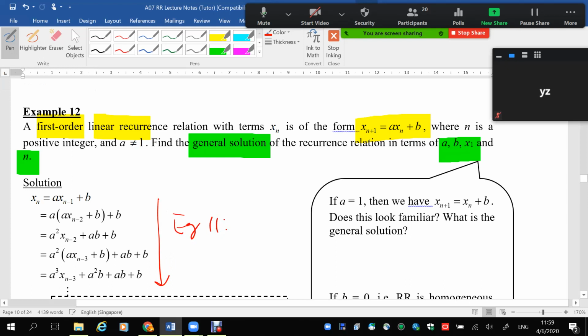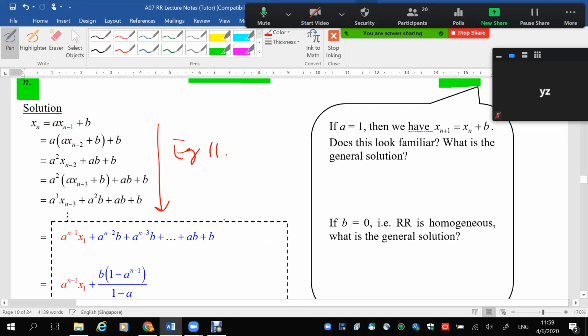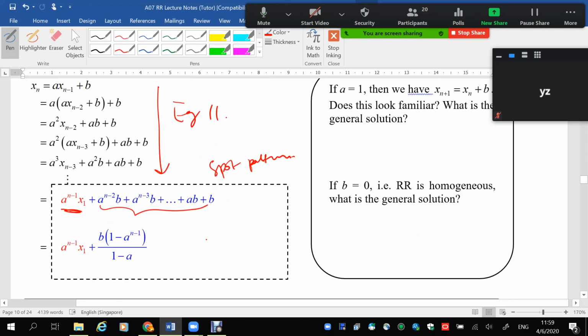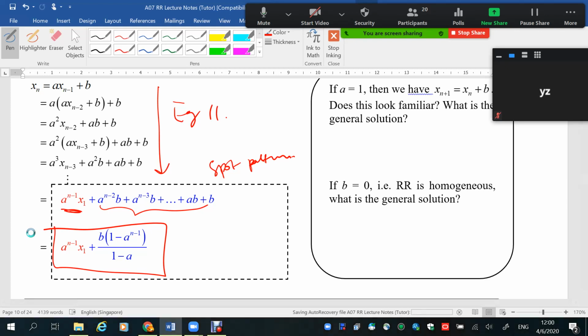Only difference, I have no numbers; it's all in terms of variables. Then after you do this, the same technique comes in: spot the pattern. You need to spot the pattern, and then you realize that you end up with this followed by your GP section, exactly the same as example 11. And once you factor out everything, you're going to get this as your general solution in terms of all your variables here. So far so good.